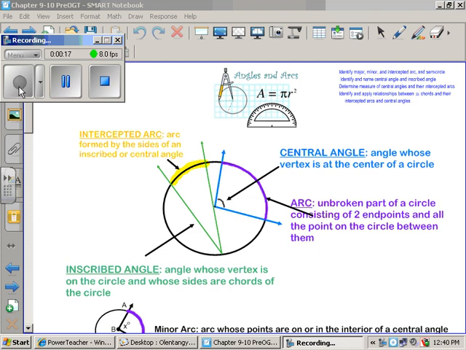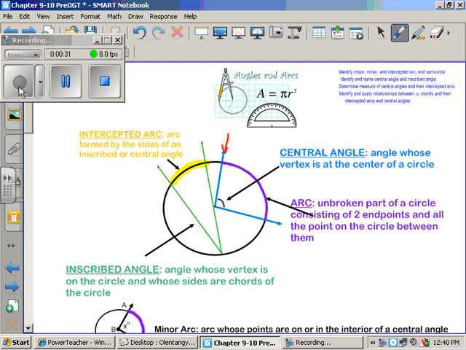In a regular circle, we've got angles that are formed when the vertex is at the center of the circle, and those are called central angles. Okay? So this right here would be a central angle, the blue one here, because its vertex is at the center. When the angle's vertex is on the circle, we call that an inscribed angle.